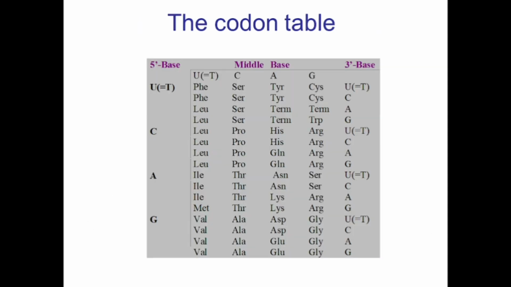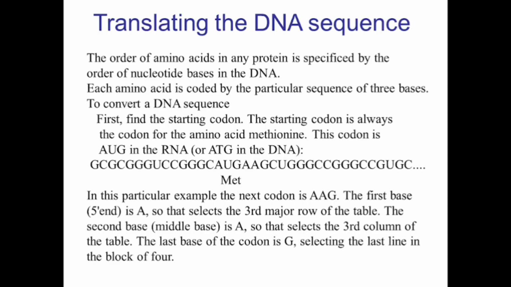Then this is the codon table. A specific codon codes for a specific amino acid, and the first amino acid is methionine, that is AUG. Translating the DNA sequence: the order of amino acids in any protein is specified by the order of nucleotide bases in the DNA. Each amino acid is coded by a particular sequence of 3 bases.